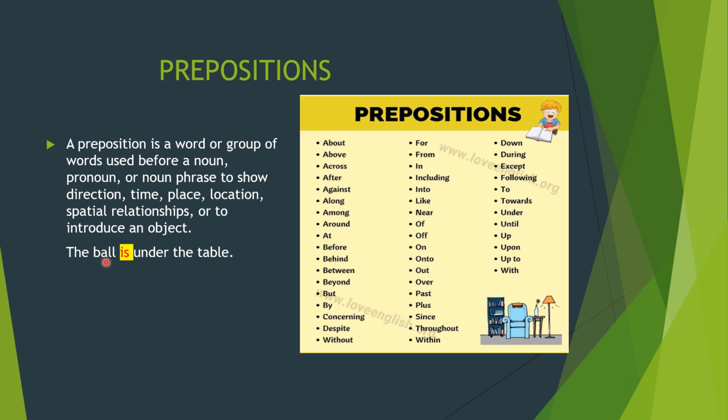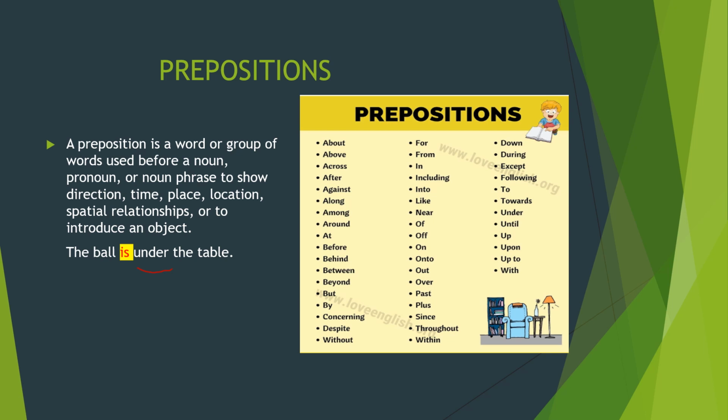So here is an example. The ball is under the table. So is here is your preposition. So it tells us where the ball is kept. It is under the table. Oh, I'm so sorry. This is not a preposition. Under should be the preposition here. So there is a slight mistake. It is under, which is your preposition, not is. Is is a helping verb. So this is your preposition.